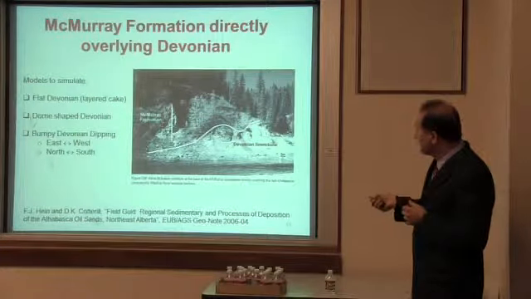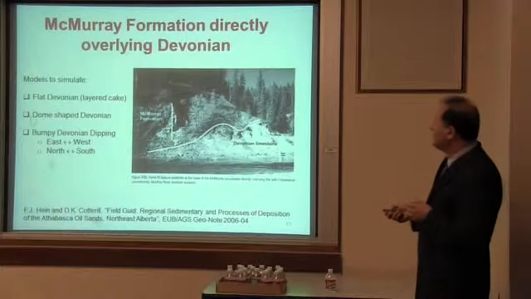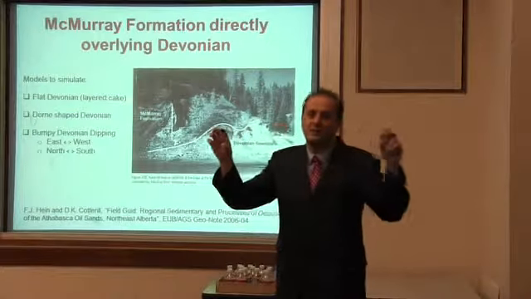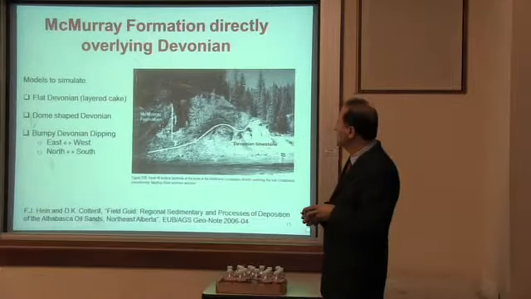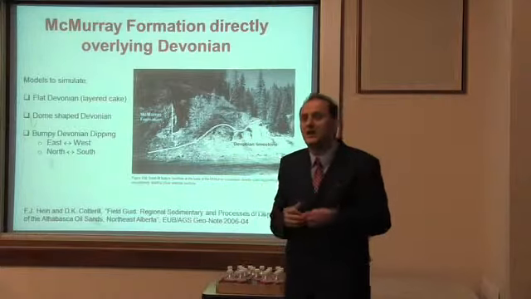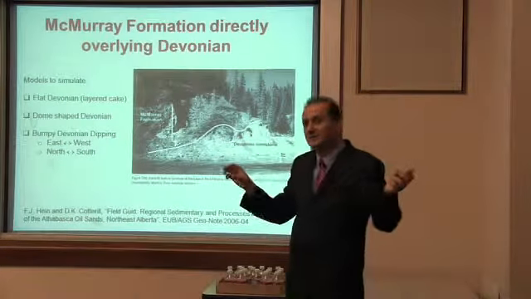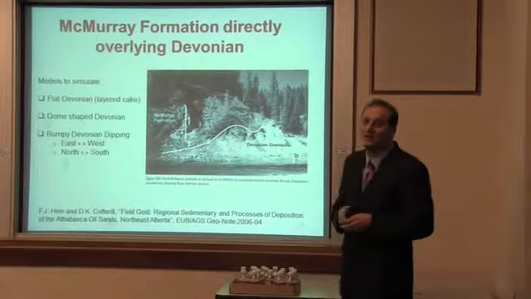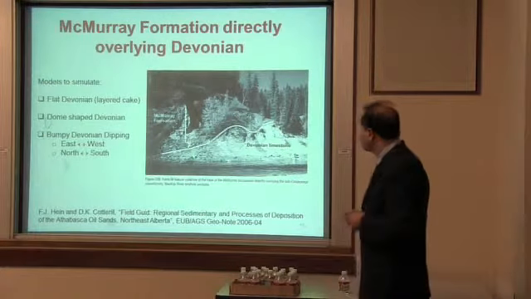And so this is the McMurray Formation. And in my model, I have 4 models. One is if I have a completely flat Devonian, and the other one is if I have a dome shape or like a hemisphere at the Devonian, or if I have a bump, like a semi-cylinder shape at the Devonian, dipping in either northeast, north-south, or east-west.